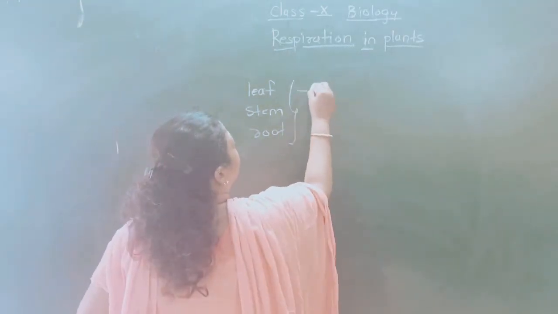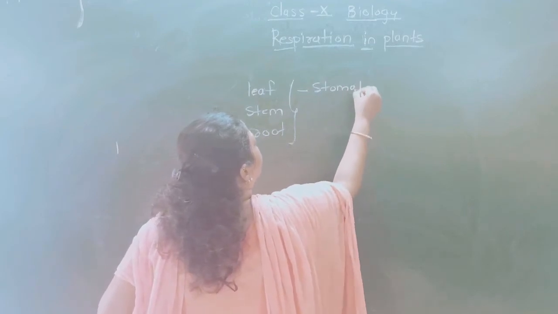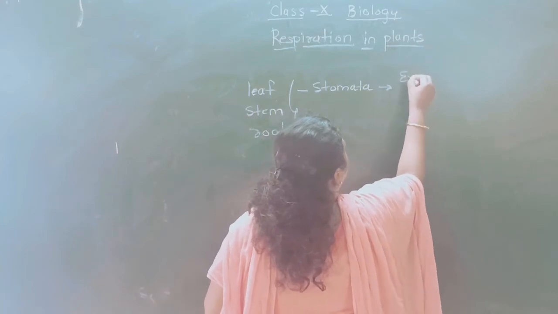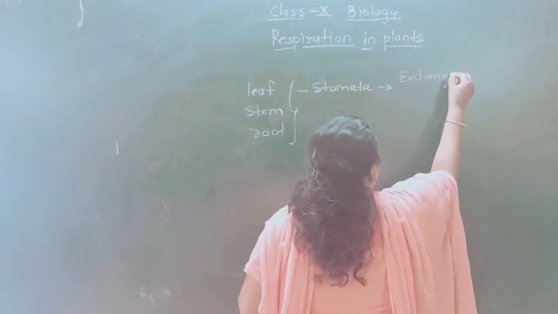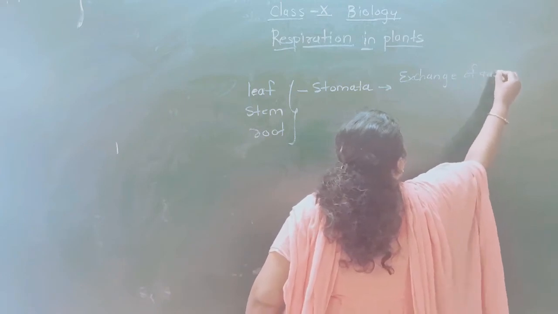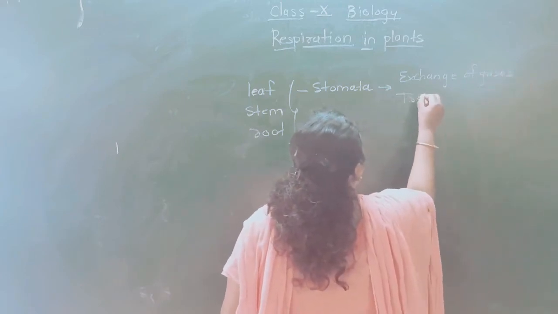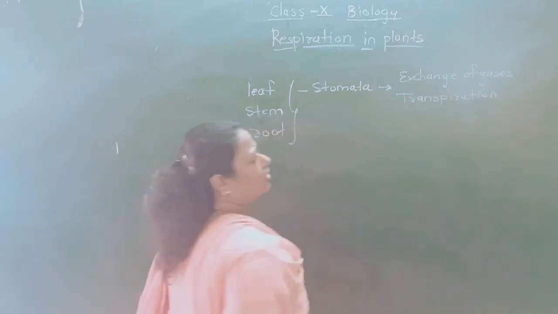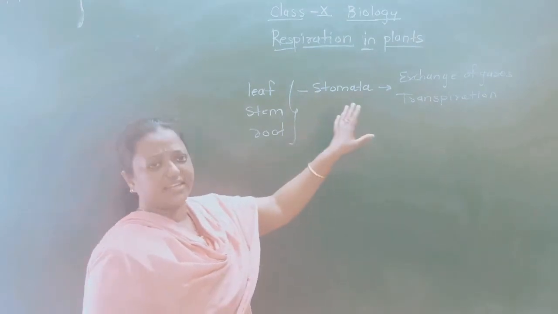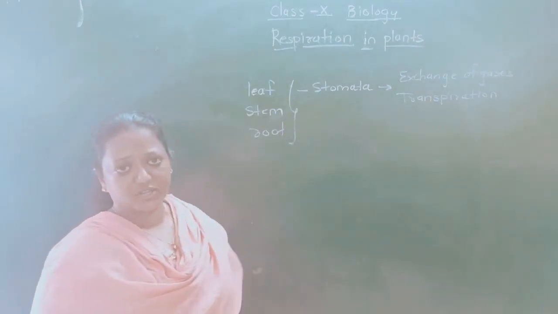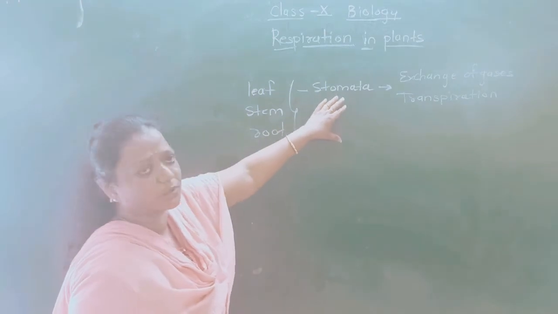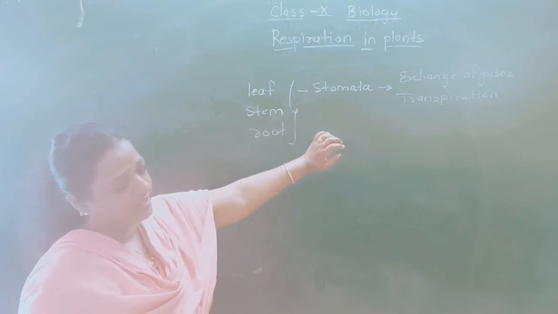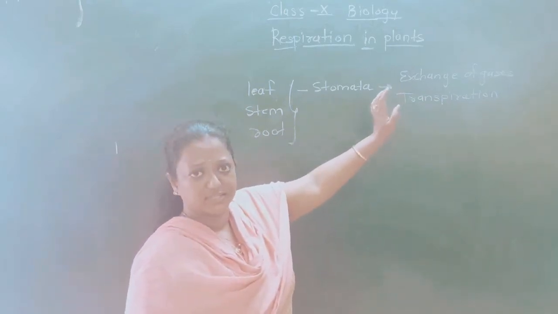How does diffusion take place through these parts? Because the leaf contains stomata. And these stomata are designed for the exchange of gases. What is another function of stomata? Transpiration. Stomata are designed for the exchange of gases. If the plant is undergoing photosynthesis, it will be in need of carbon dioxide, so that carbon dioxide will be taken in by the stomata.